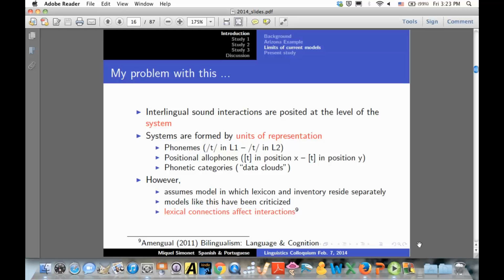And I also think that it matters a lot, a recent finding in bilingualism language recognition showing that lexical connections affect interactions. So this piece of research showed that T in Spanish and T in English, which differ, would be closer in their VOT if they are used in cognates. If it's non-cognates, they're further away. So if there are lexical connections, that matters for the similarities of these sounds. That would be one thing.